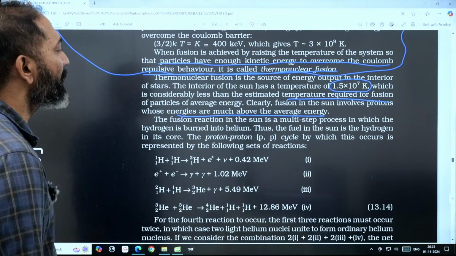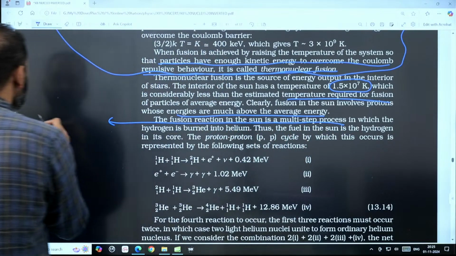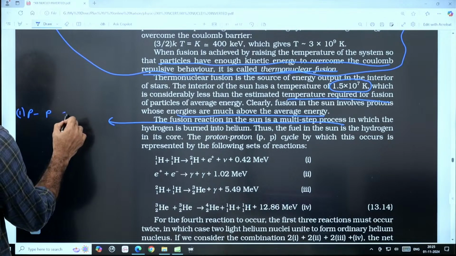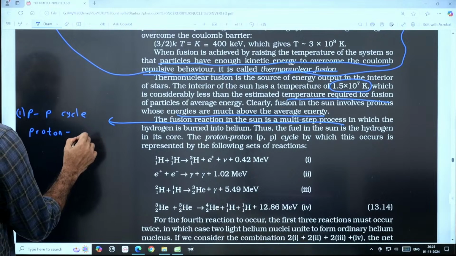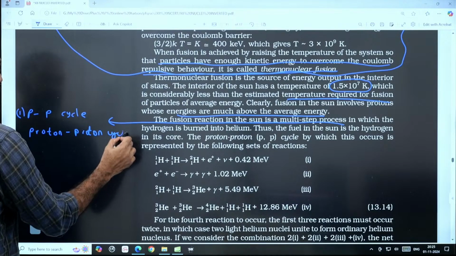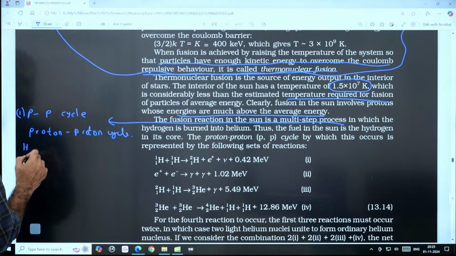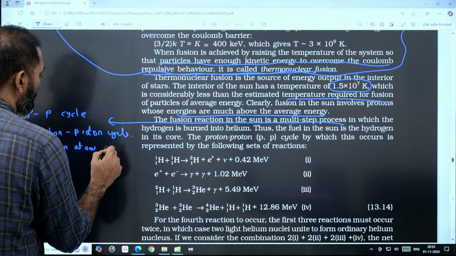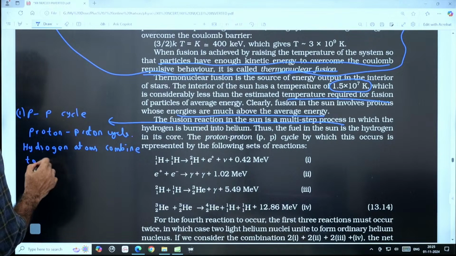The fusion reaction in the sun is a multi-step process. Generally, there are two cycles. First, the PP cycle, which stands for proton-proton cycle. What happens in the proton-proton cycle? Hydrogen atoms combine to form helium.